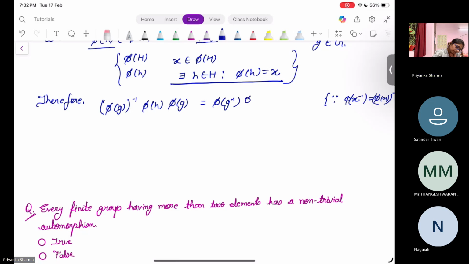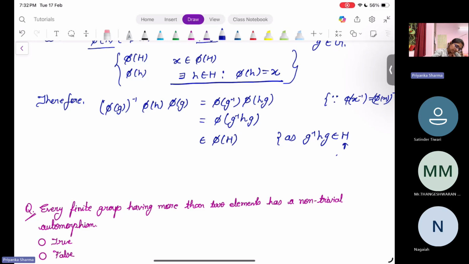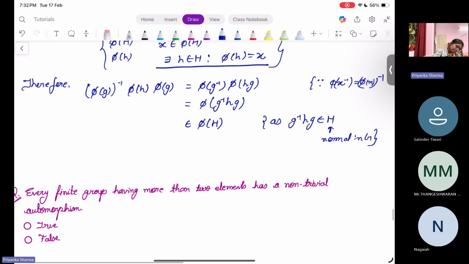And phi of h times phi of g will be phi of hg, as phi is a homomorphism. And again, this will be phi of g inverse h g. This will be in phi of H, as g inverse h g belongs to H, because H is normal in G. Okay, so you can conclude that phi of H is normal in phi of G. That is, phi of H is a normal subgroup of phi of G.